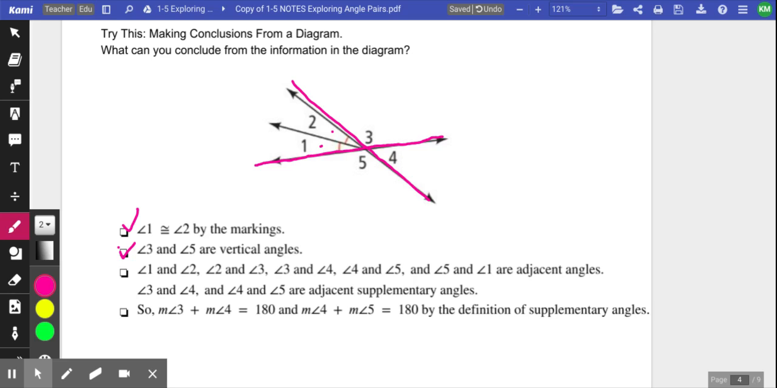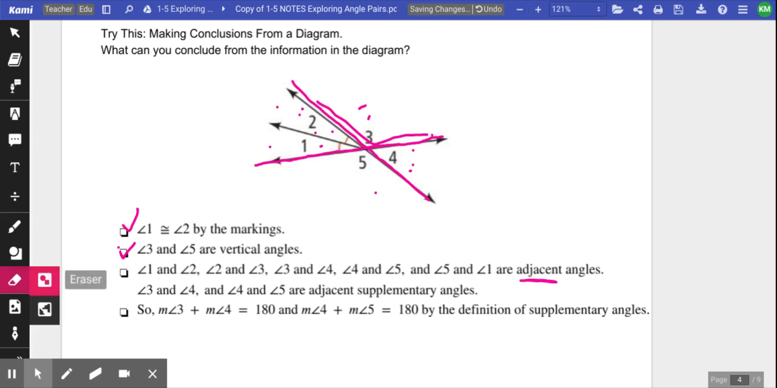Now it says that we're dealing with some adjacent angles. Angle 1 and angle 2, they're adjacent. 2 and 3, they're adjacent. Angle 3 and angle 4 are adjacent. 4 and 5 are adjacent, so that's all good. All these angles, one right after the other, share a common side, so they're adjacent angles. All of that is true. Now let's take a look at the second part.